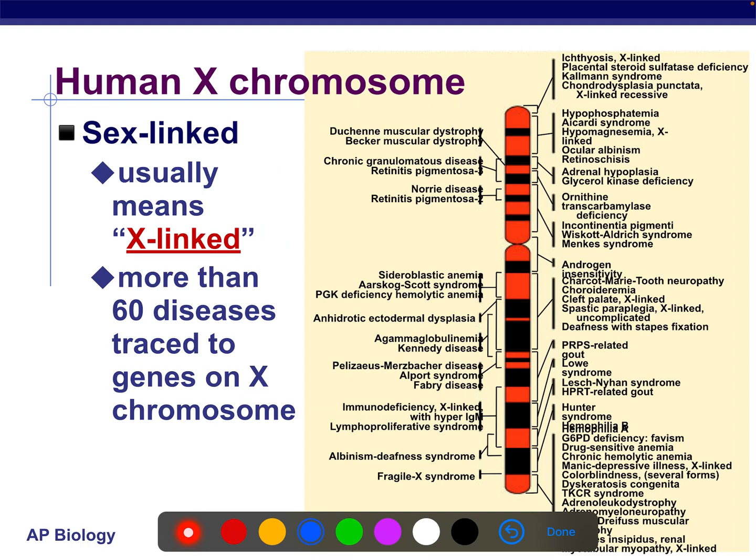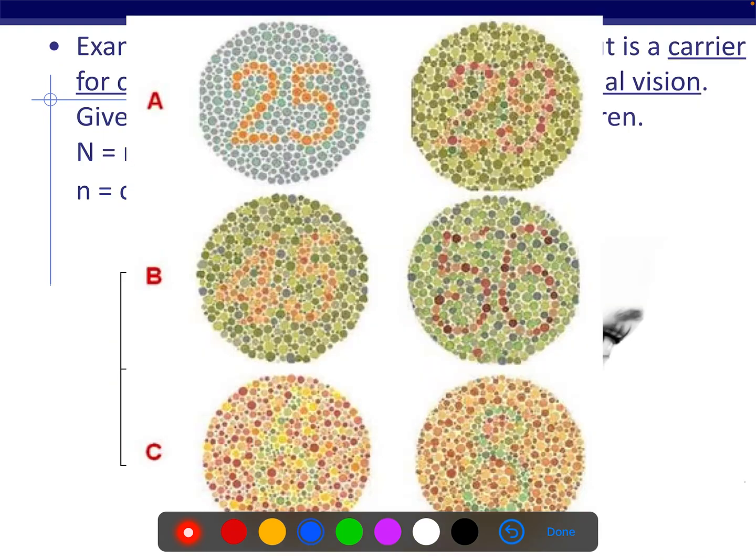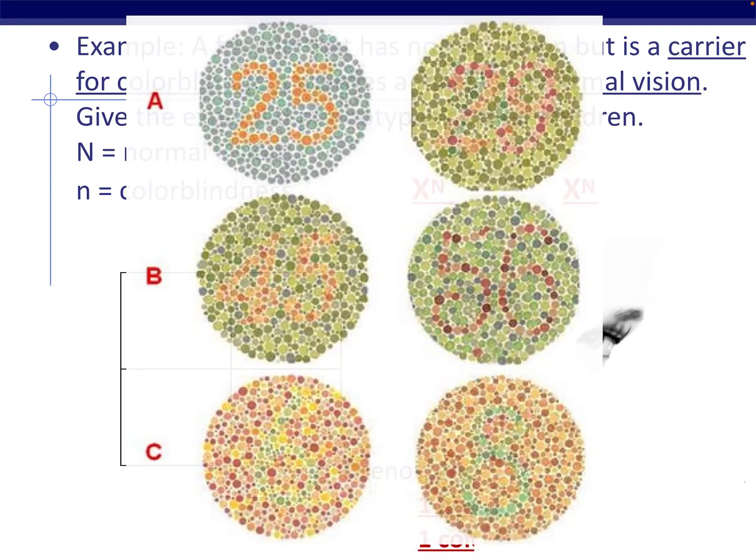And when we map this, interestingly enough, there are a lot of diseases that are traced to the X chromosome. And so when we say something is sex-linked, we usually mean it's X-linked. There aren't going to be a lot of Y-linked diseases or even Y-linked traits, but we will see a lot on the X chromosome. And so this is a colorblind test. A person who was colorblind would not be able to see the numbers that are present in those circles there. But it's a good example of something that's sex-linked in humans.